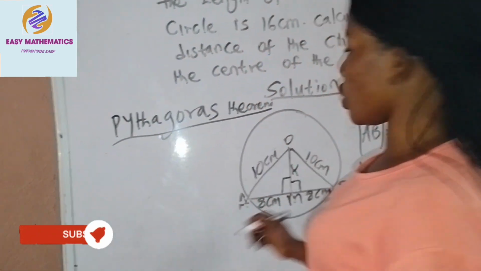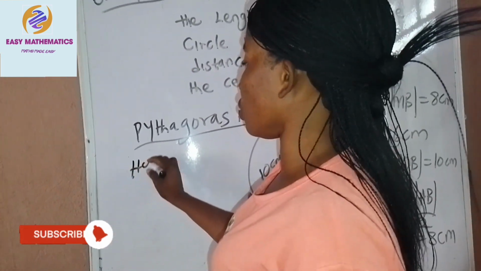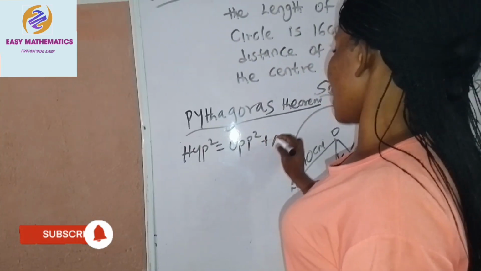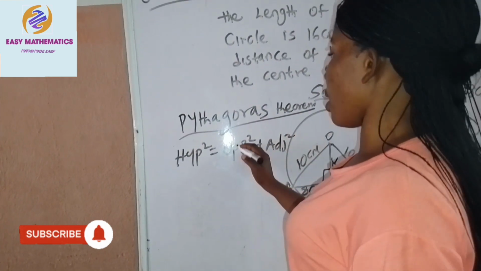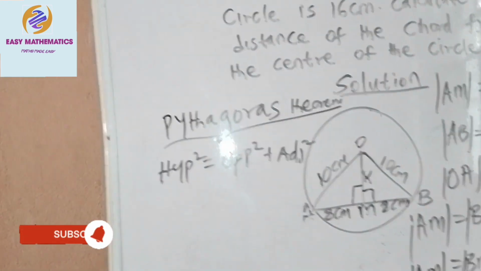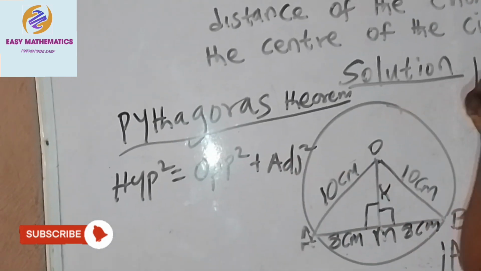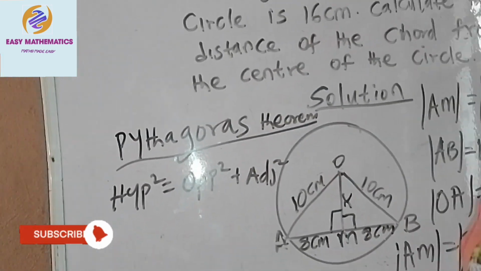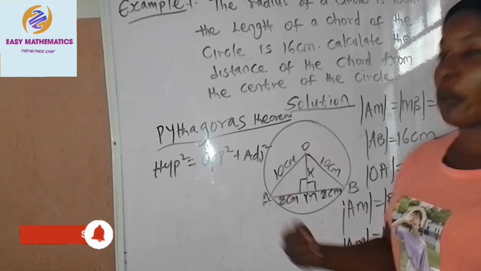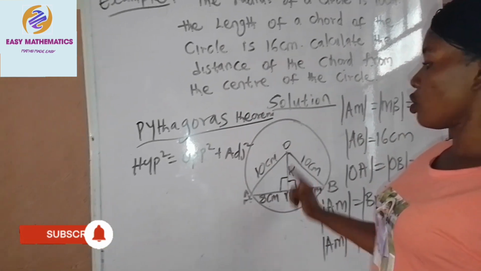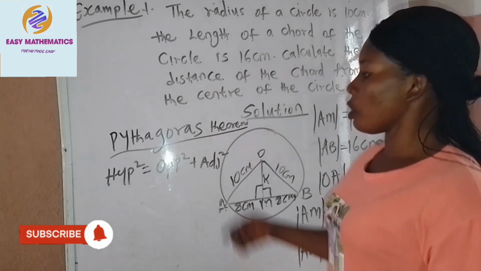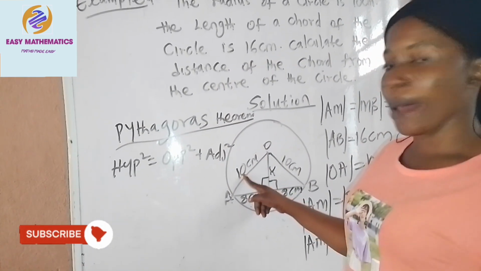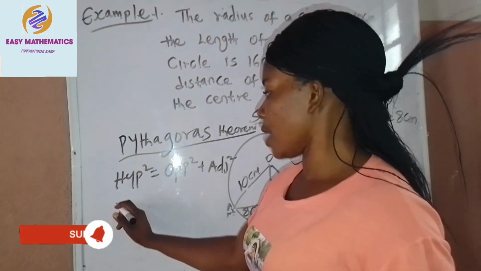And this Pythagoras theorem says that the hypotenuse square is equal to opposite square plus adjacent square. That is what this Pythagoras theorem states, that the hypotenuse side, which is the longest side of the right angle triangle, is equal to the sum of the squares of the other two sides of the triangle. Now our hypotenuse is given as 10 cm. The hypotenuse is 10 cm.